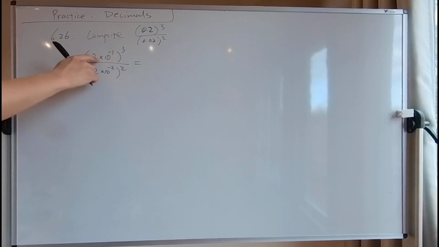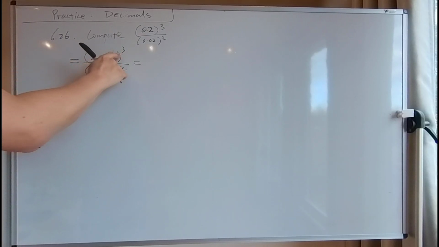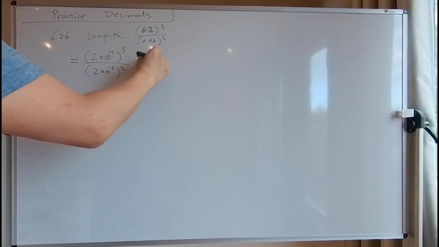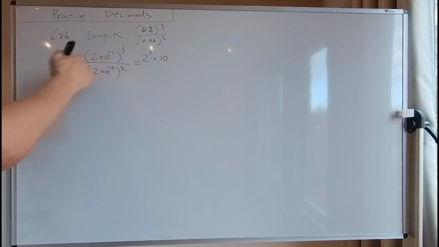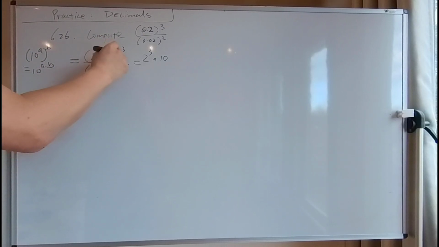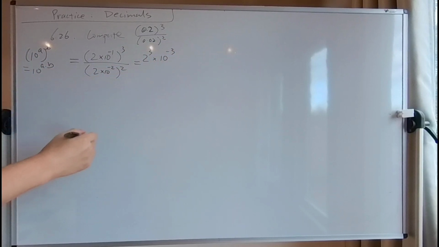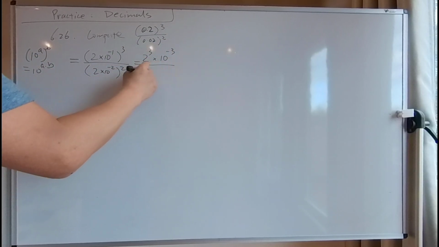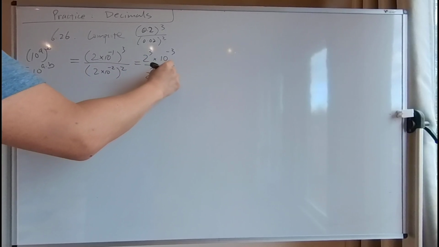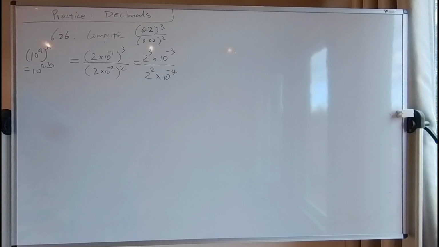So that, because this is multiplication, I can then distribute the exponents to each term. So it's 2 to the power of 3 times, remember what we learned from exponents, 10 to the power of a with power of b is 10 to the power of a times b. So this minus 1 times 3 is minus 3, divided by, similarly, 2 squared times 10 to the minus 4, right? 2 times 2 is 4.